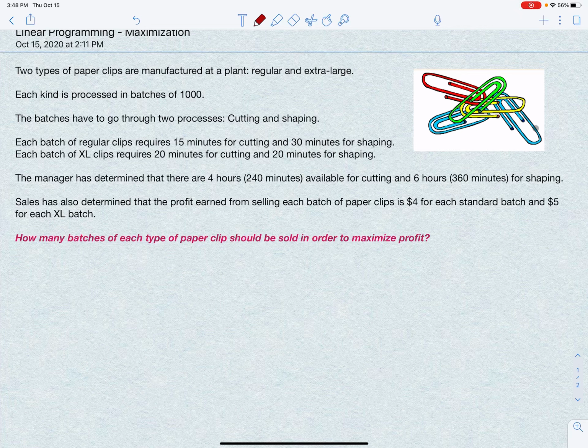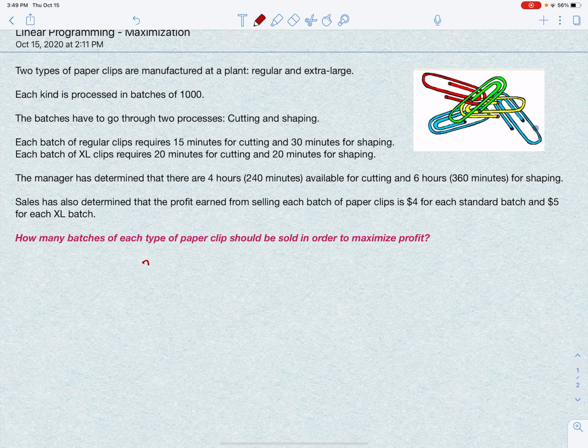So what we have here is a linear programming problem. What I'd like you to do first is pause the video and read the problem before we go on. And now that you're back and have read all the particulars, let's try to translate all of these words into equations and inequalities. So what we have are two types of paper clips.